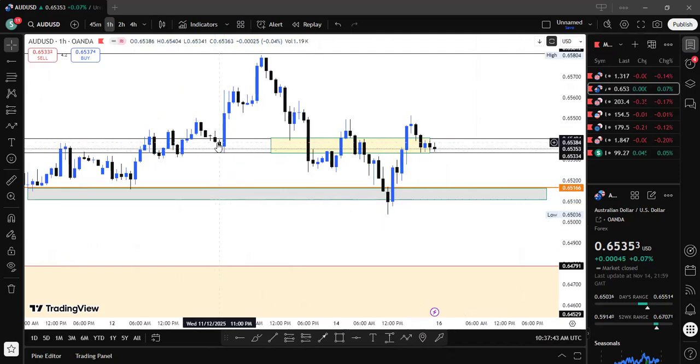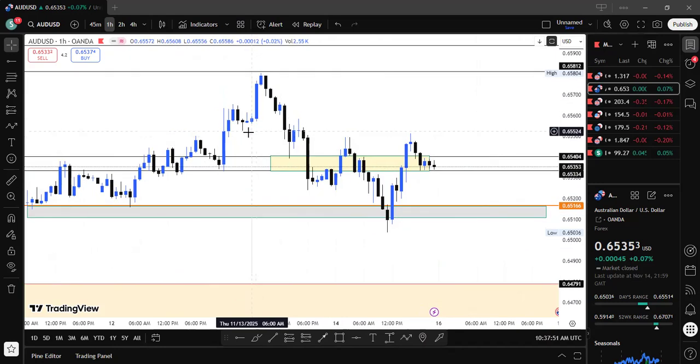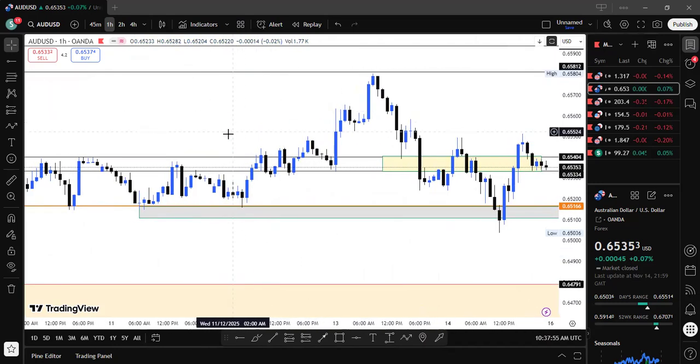See another example of a bullish engulfing candle. See these previous candles, all bearish. But this big candle overrode all these candles, and what happened next is a buy. It went up. All right. Can you see that?